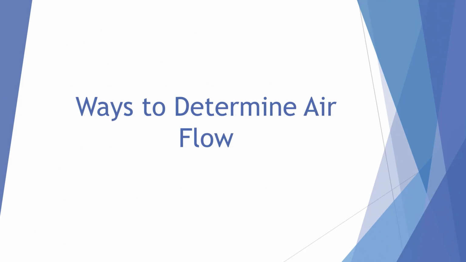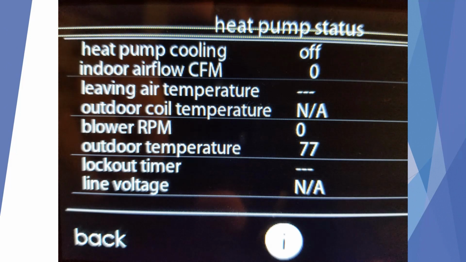Let's look at a couple of ways to determine our airflow. If you happen to have a Carrier or Bryant communicating thermostat, in the service menu you can check your indoor airflow CFM, and the thermostat will tell you what CFM you're moving through the system.